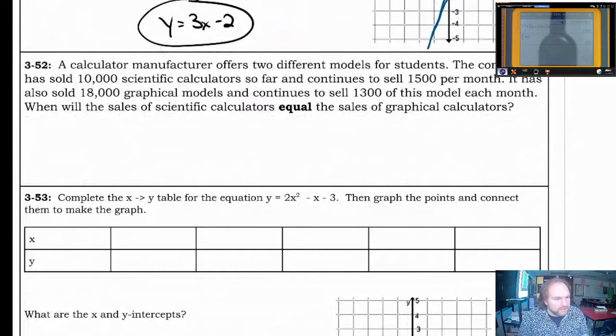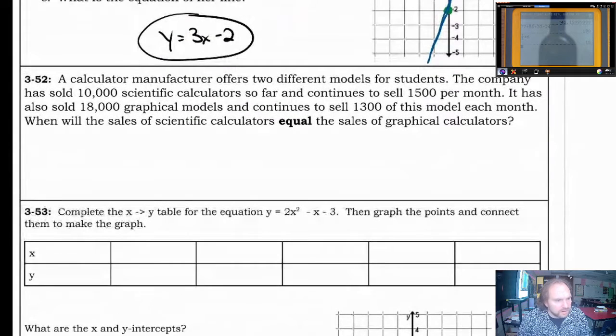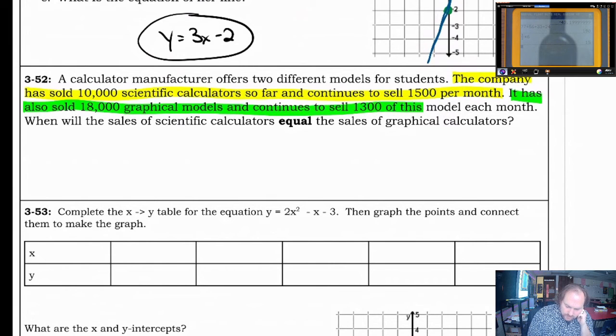352 says a calculator manufacturer offers 2 different models to students. The company has sold 10,000 scientific calculators so far and continues to sell 1,500 per month. It has also sold 1,800 graphical models and continues to sell 1,300 each month. I'm going to highlight each of those sentences in a different color because I think each talks about a different kind of calculator. The scientific calculators, and then you have your graphing calculators. And the key question here is, when will the sales of scientific calculators equal the sales of graphical calculators?